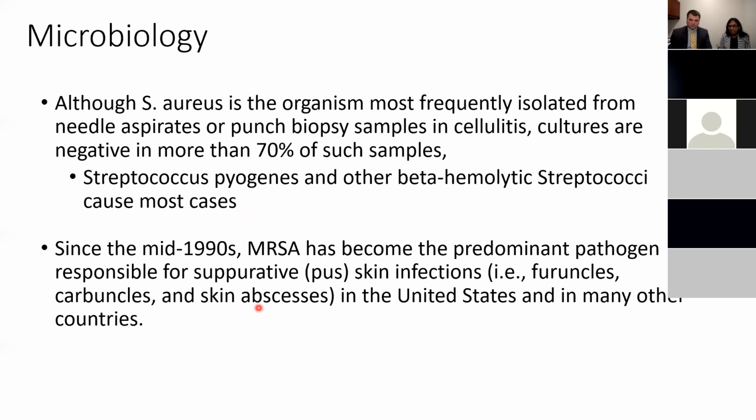But MRSA has become more predominant pathogen for suppurative skin infections, when there's pus, such as furuncles, carbuncles, skin abscesses. And what's the name of that recurrent infection that you get? Oh, hidradenitis suppurativa. So yep. Hidradenitis suppurativa, it's a recurrent abscess patients get underneath their armpits, in their groin, and it's really severe. And I'm sure you guys have seen these patients in the past.